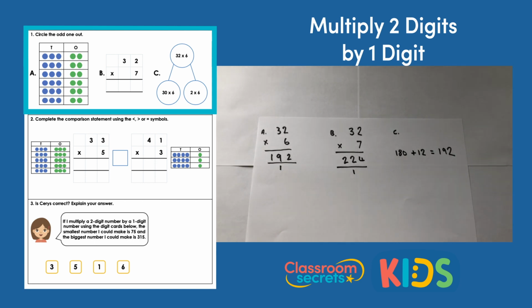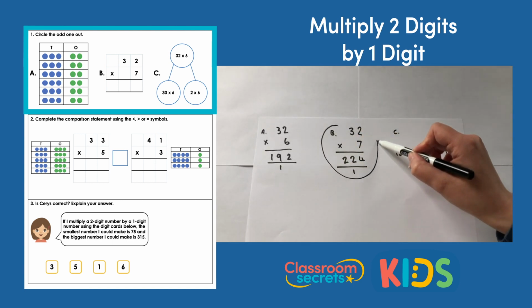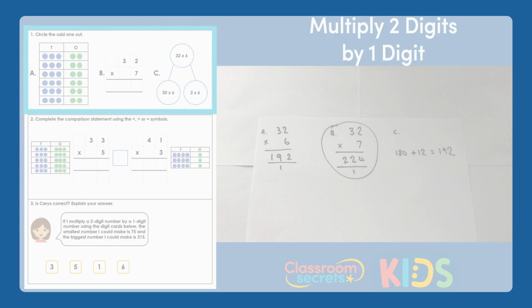We can see now, having worked out the answers to the calculations, that calculations A and C both equal 192, and then calculation B equals 224. So I can circle calculation B because that one's the odd one out.